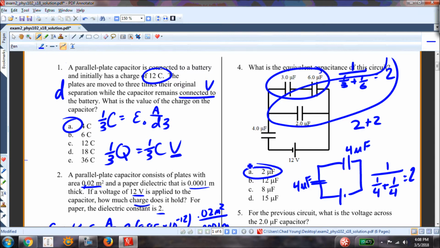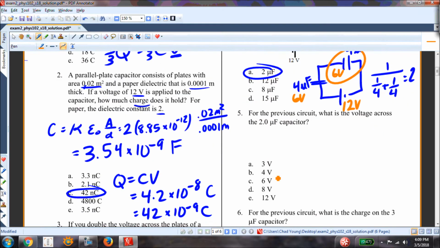And then what is the voltage across the 2 microfarad capacitor? Let's go to a different color. So I want to know what is the voltage here. Well, if I have 12 volts here, that means I have 6 volts here and 6 volts here. And if I have 6 volts here, that means I also have 6 volts here because it's in parallel. So I have 6 volts. C is the answer for number 5.